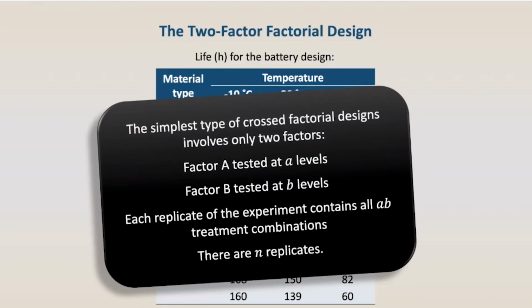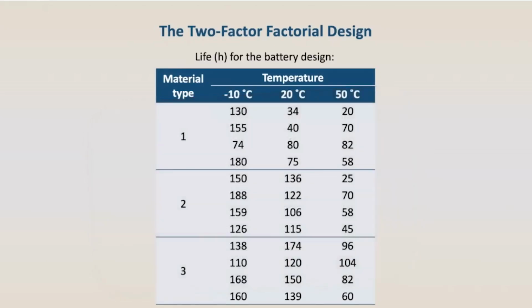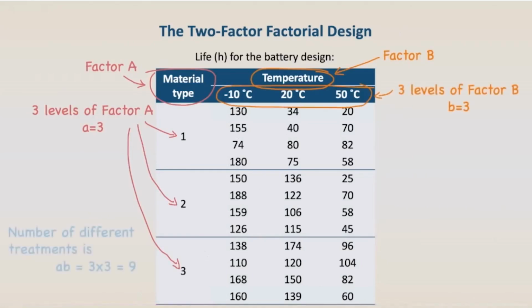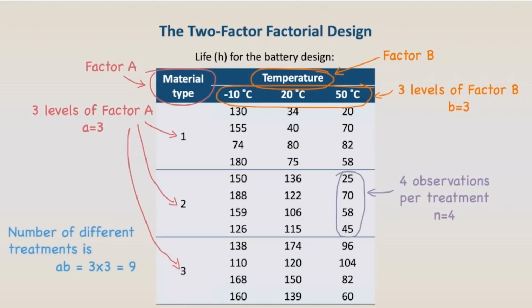Factor A is tested at a levels, factor B tested at b levels. Each replicate of the experiment contains all ab treatment combinations, and there are n replicates. In our case, the material type is factor A, tested at 3 levels. The temperature is our factor B, also tested at 3 levels. The number of different treatments is 9. We have 4 observations per cell, the number of replicates is 4, and the total number of observations is 36.